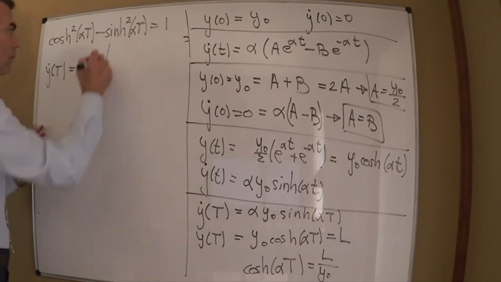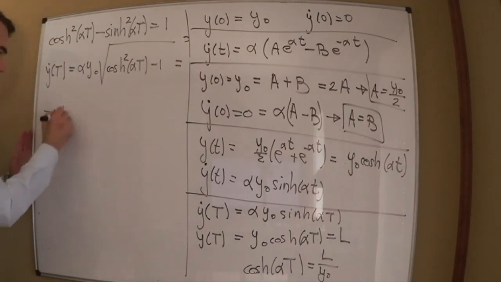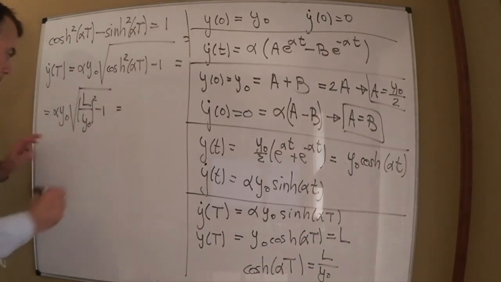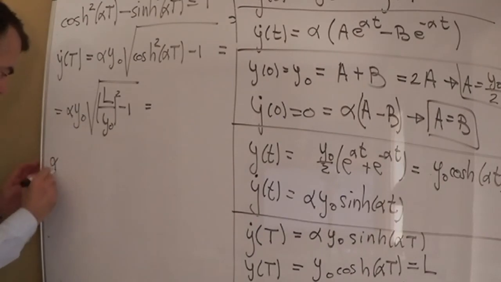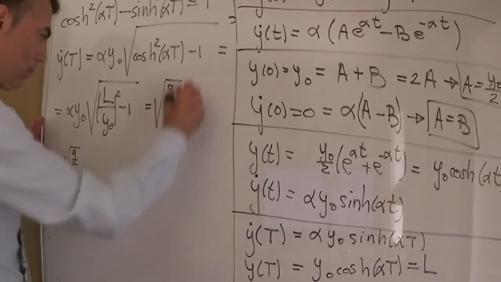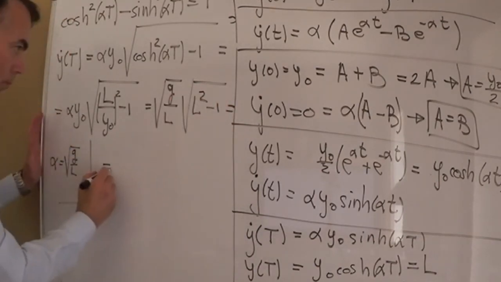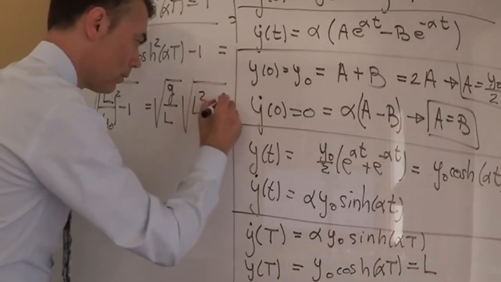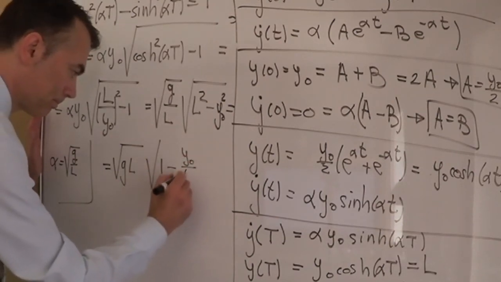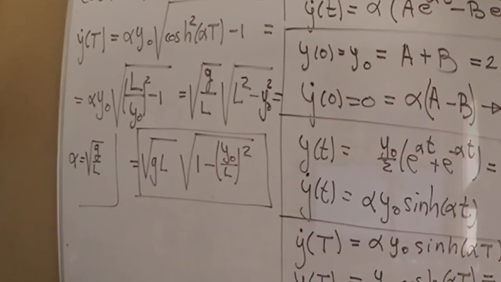From this, I substitute the hyperbolic sine by the square root of, and from the equation of y of t, the hyperbolic cosine of alpha t is L divided by y naught. So I end up having that the velocity at time capital T is square root of gL times square root of 1 minus the initial ratio of the rope hanging versus the total length of the rope.